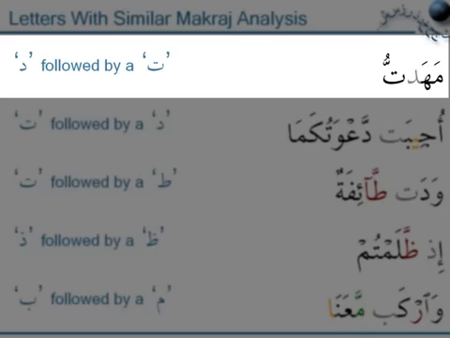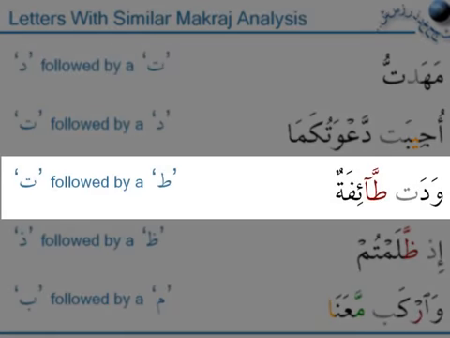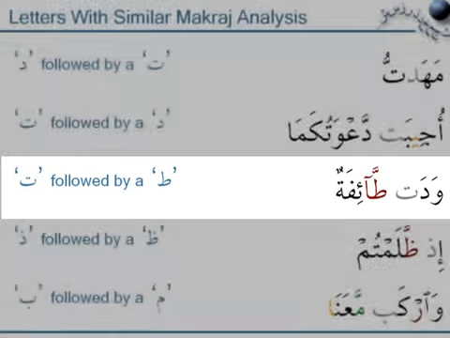So ma hat tu. The next one is ta followed by a dal. So the example we have here is u ji badda watu kama. So we've joined the ba directly to the dal. So we've got badda. Next rule, the ta followed by a ta. So here we have wa dab ta ifatun. So the dal joining directly to the ta, completely ignoring the ta.